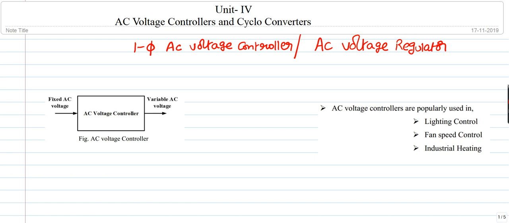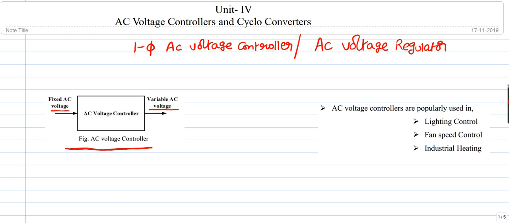In this lecture session, we will see the principle of operation of AC voltage controller and its analysis with resistive load. So this AC voltage controller is also known as AC voltage regulator. So we'll start the principle of operation. So here we can find the basic block diagram of the AC voltage controller. So basically AC voltage controller is a solid state converter which converts fixed AC voltage into variable AC voltage at constant frequency. So this is something similar to the transformer operation.